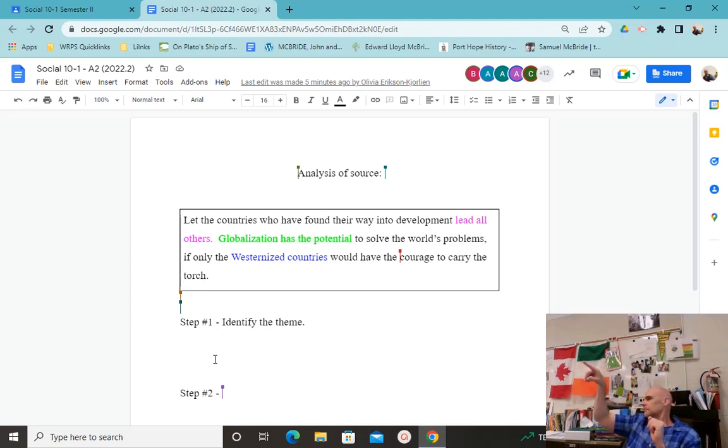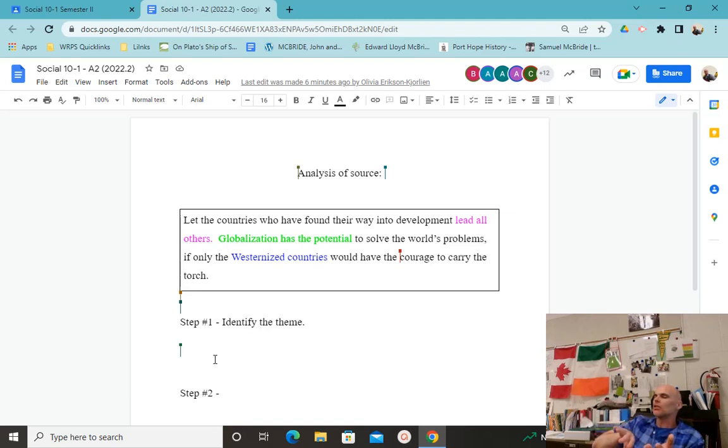Yes? It offers globalization as a solution to inequality. Yeah, it offers globalization as a solution to, now you said disparity and inequality, those words aren't there. What words are there? World's problems. So what is the problem that the source is responding to? Literally, the problem is the world's problems. That's the issue in globalization. The issue within globalization is that there's problems.